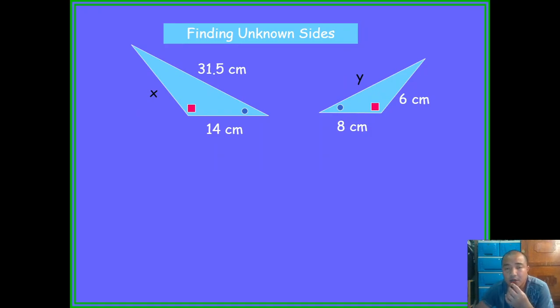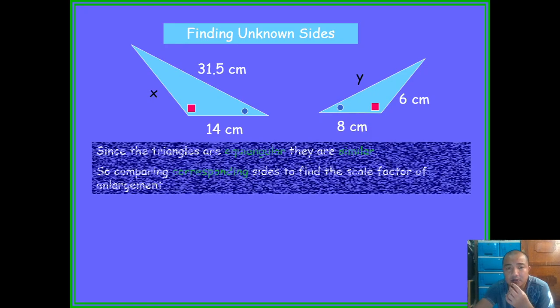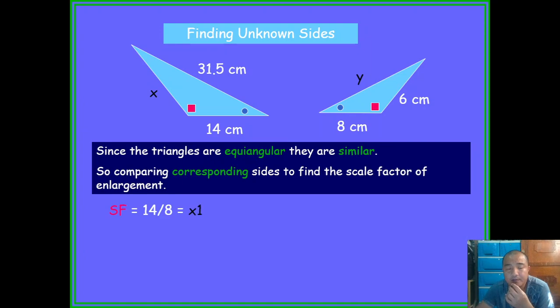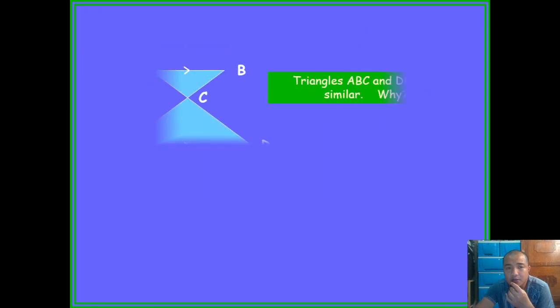Okay, another similar triangles. Solve for X and Y. Scale factor 14 divided by 8, 1.75. So to solve for X, 6 times 1.75, 10.5 cm yung X. How about yung Y? Divide ka. 31.5 divided by 1.75, 18 cm naman yung Y. Solve na. Okay, scale factor lang, malaga sa similar triangles.